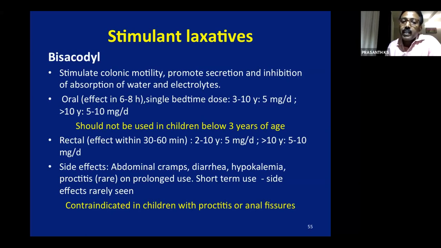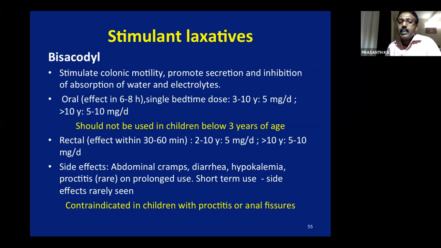Rectal side effects. The rectal medication, the effect is immediate within 30 to 60 minutes. The dose in a 2 to 10 year old, a 5 milligram suppository will be enough. For a 10 year old child, doses up to 10 milligram per day may be required.